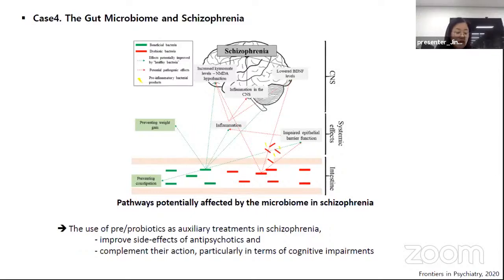The existing evidence for this dysbiosis as a factor in the pathogenesis of schizophrenia is underwhelming. The use of probiotics as a treatment in schizophrenia is aimed at improving side effects of antipsychotics and complementing their action, especially in terms of cognitive impairment.